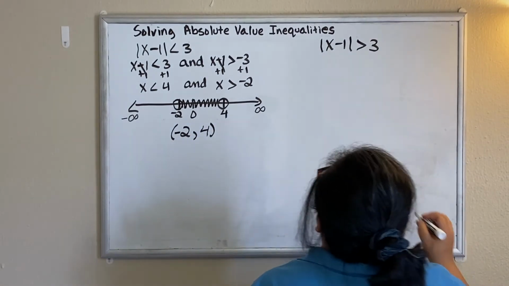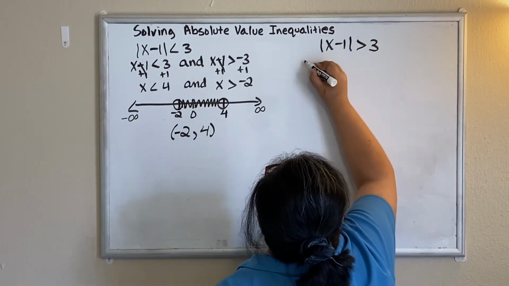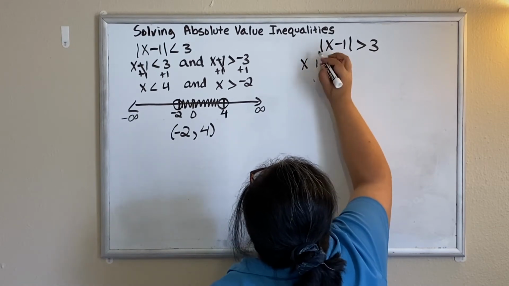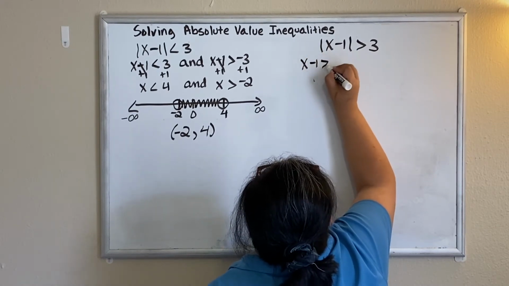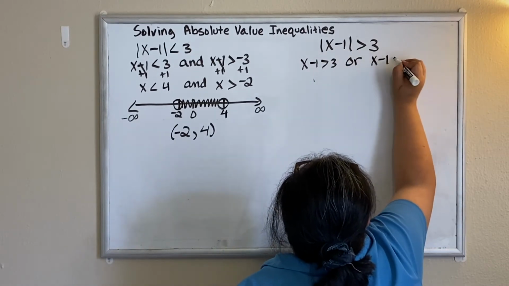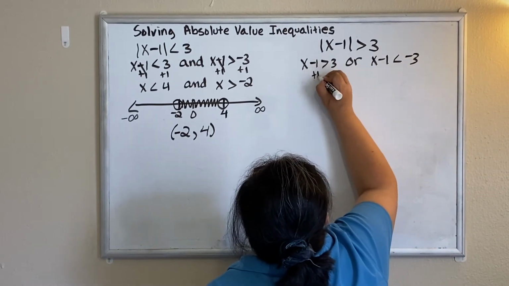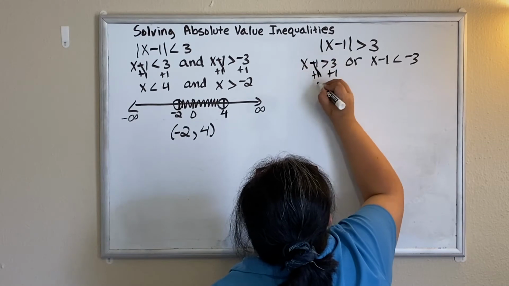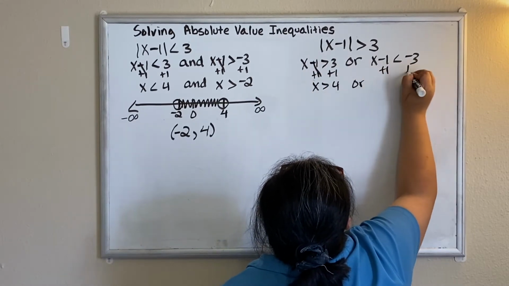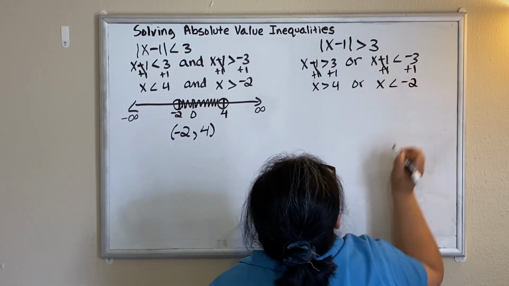Over here, we're going to do the same thing, but this is greater than, so this is an or statement. So we're going to say x minus 1 is greater than 3, or x minus 1 is less than negative 3. We're going to add 1 to both sides here and get x is greater than 4, or add 1 to both sides here. We're going to get x is less than negative 2.